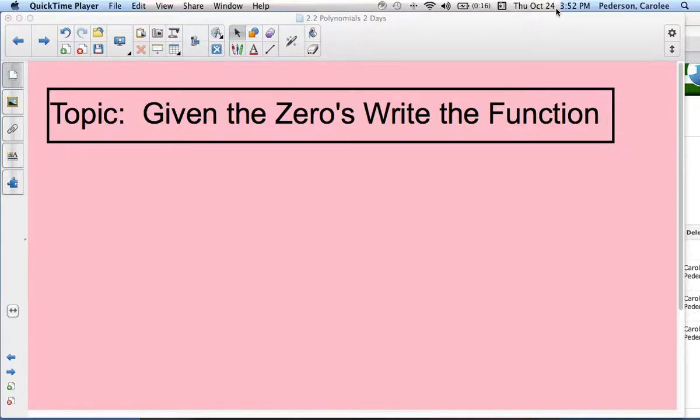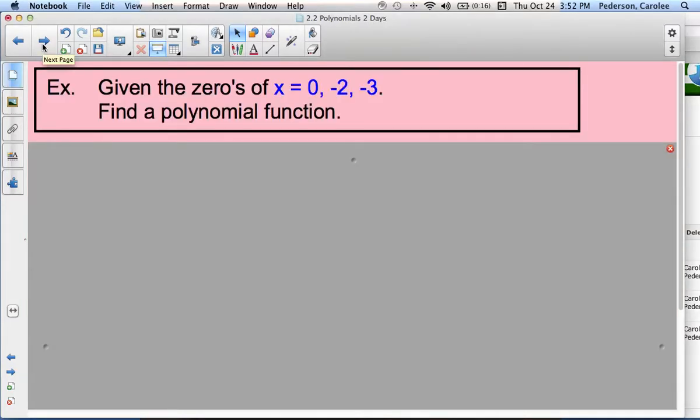In this video, we give you the zeros of the function and we want you to write the function's equation out. So here's an example. We say the zeros of the function are at 0, -2, and -3. If you remember, the zeros of the functions are your x-intercepts. So we have 3 x-intercepts. That means the degree of this function is going to be 3, a cubic function. You can have multiple answers for this problem.